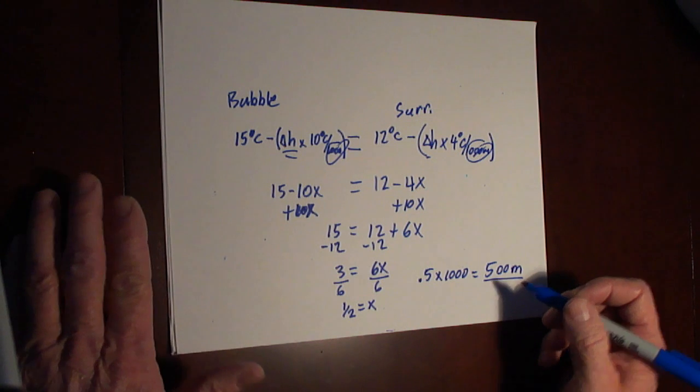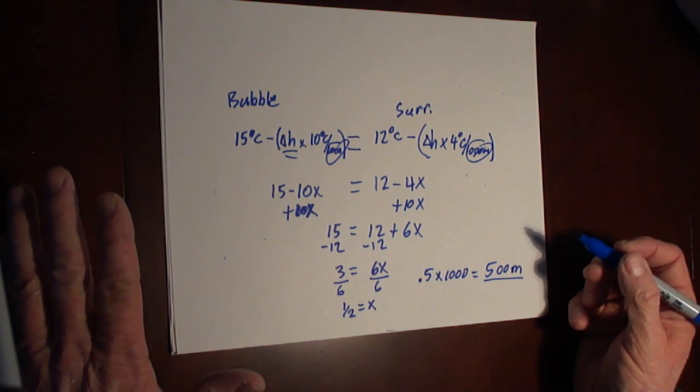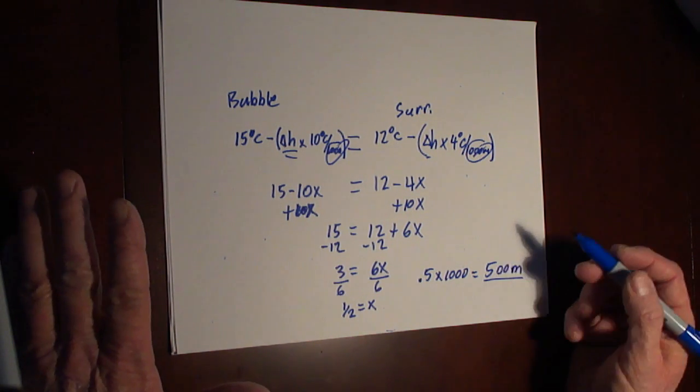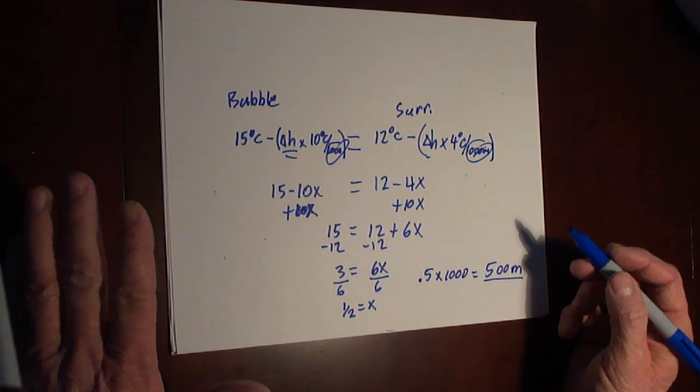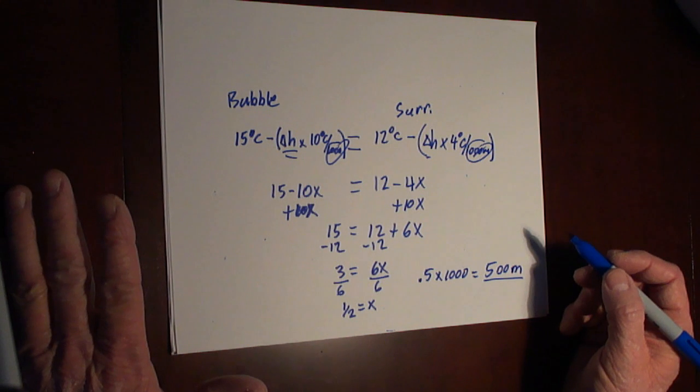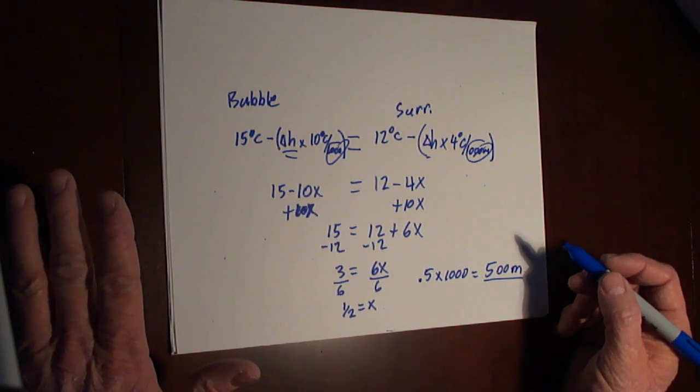So, there you have it. Adiabatic cooling, a bubble rising through the surrounding air, which is very much dependent on whether the surrounding atmosphere is stable, unstable, or average. Okay?